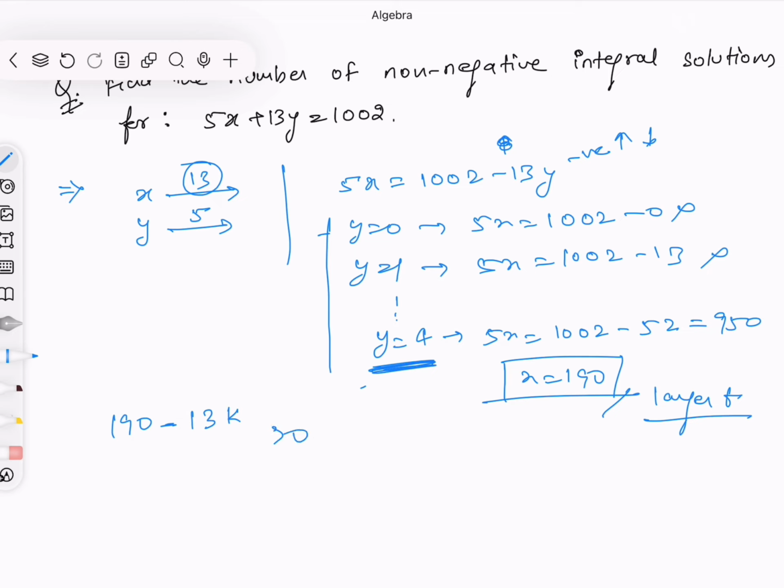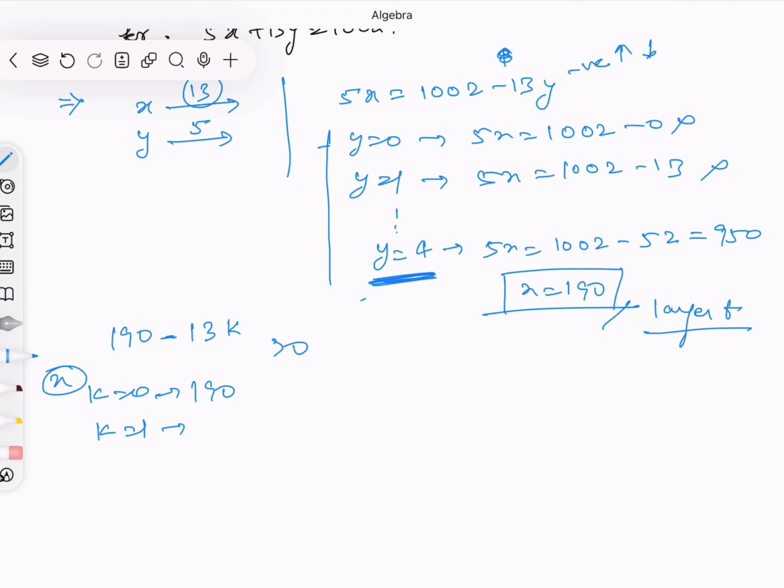Let's put k equals 0. So it will be 190. We are finding these x values. Put k equals 1 and x will be how much? 190 minus 13. So 177. Right? You can go ahead and find that.